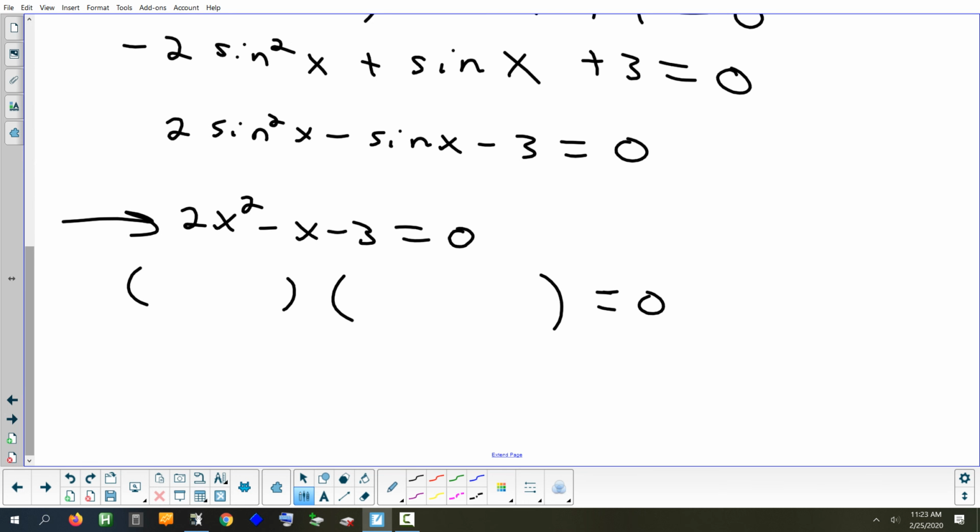So we would have 2 sets of parentheses. What would be my first term in this parenthesis and my first term in that parenthesis? Well, it has to have x's in it, right? Because we're trying to multiply something times something to get 2x squared. Yep. Just start with that. 2x and x, which is really 2 sine and sine. Okay, we need to change it back to that in a second. So we got 2x and x.